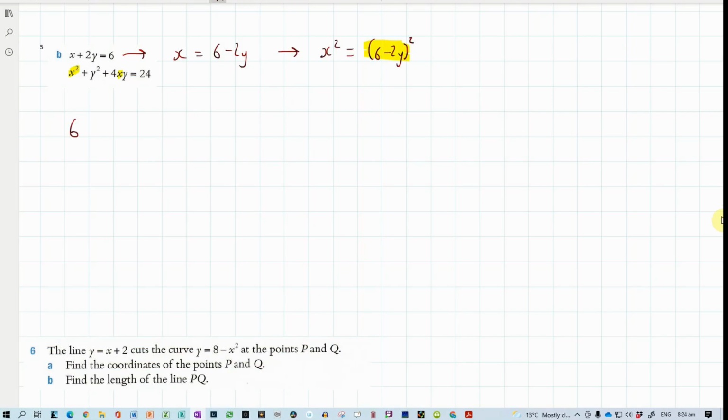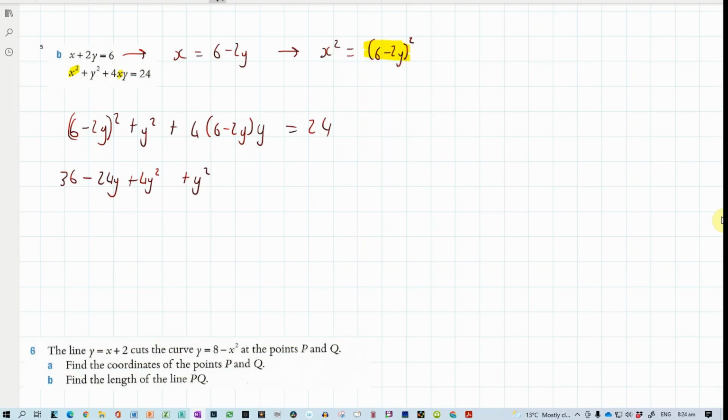So x squared is (6 minus 2y) all squared. We've already got the y squared, plus 4, and then x is 6 minus 2y, right? So this bit here is that bit there, okay? And then we're going to have y again, and is equal to 24. So now I've got to do some expansion. So I get 36 minus 12y minus 12y, so minus 24y, plus 4y squared, plus y squared. So I'm up to here now.